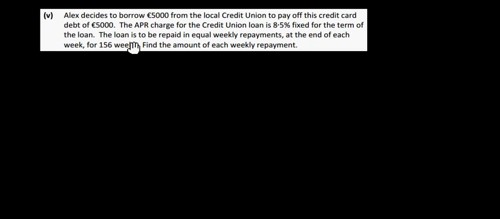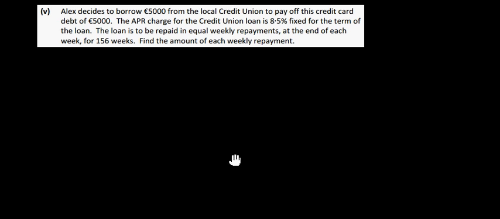So it's fixed term. Okay, so the loan is to be repaid in equal weekly repayments, this time at the end of each week for 156 weeks. Find the amount of each weekly repayment. Now there are two ways of doing this. You can do this using the sum of a geometric series, or you can use the amortization formula. You get the same answer either way.